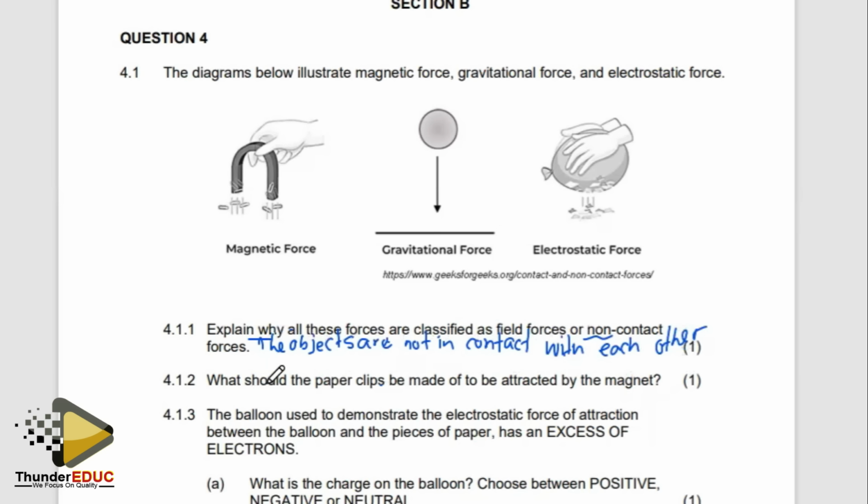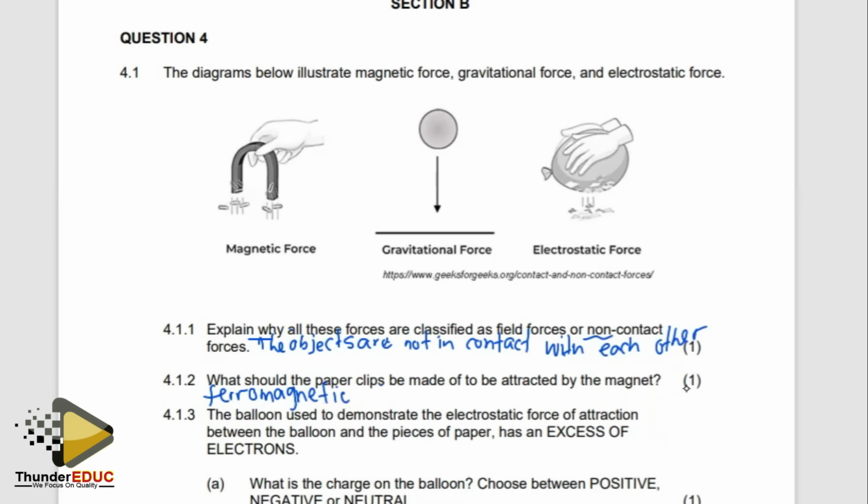Right, let's move on to question 4.12. What should the paper clip be made of to be attracted by the magnet? So remember, this magnet needs to get attracted to the steel. So basically we use the ferromagnetic. Okay, let me just write it for you. We have ferromagnetic.